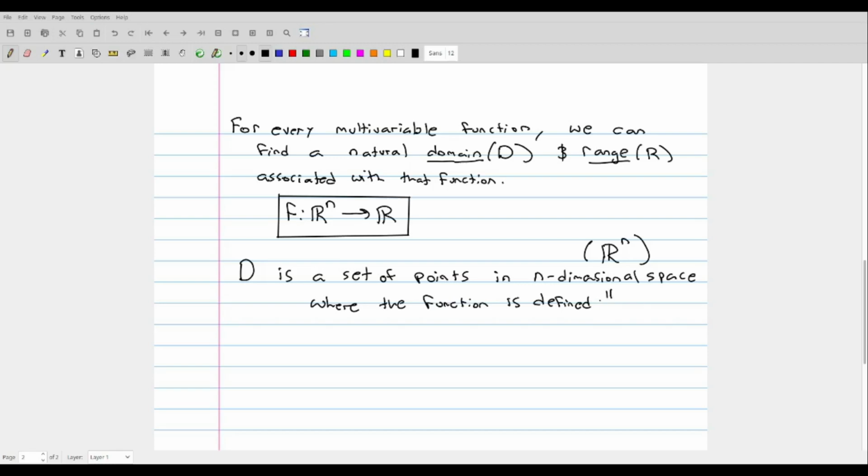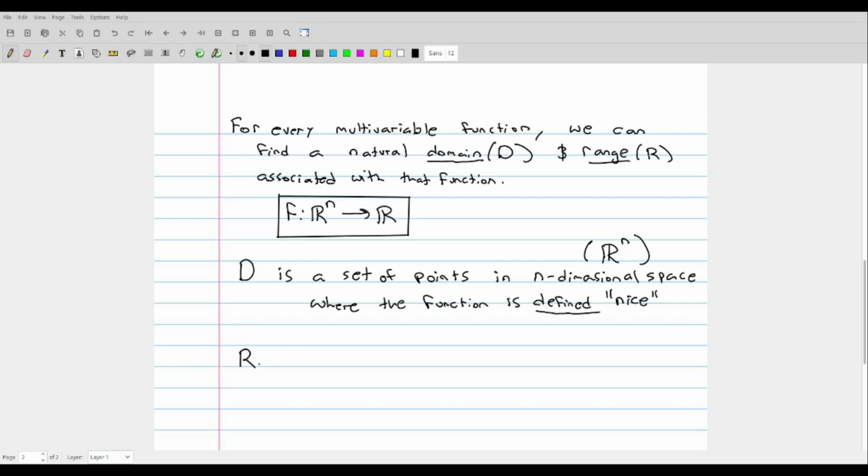And I'm going to put this in quotes. What I mean by defined is it's nice. You don't get anything bad, like the square root of a negative number, or the natural log of a negative number, or the natural log of 0, or divide by 0. All of those things are bad things. When we're trying to find the domain of a function, we have to avoid anywhere where that happens. So we'll see how to do this very clearly in a few examples as we continue on, but let me also define the range as well.